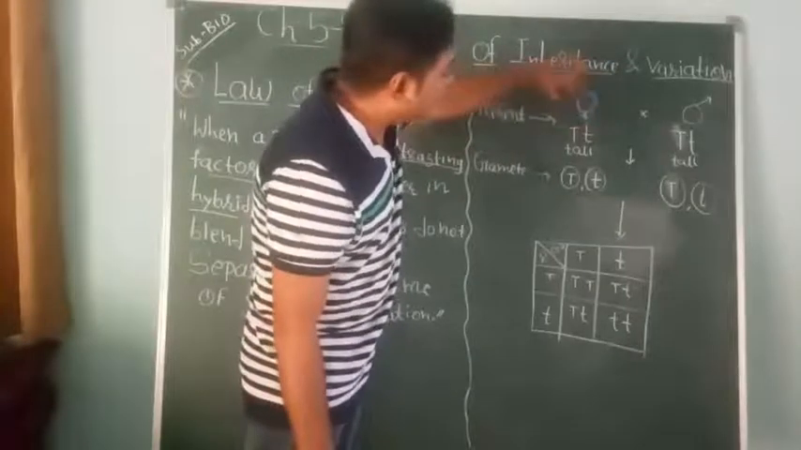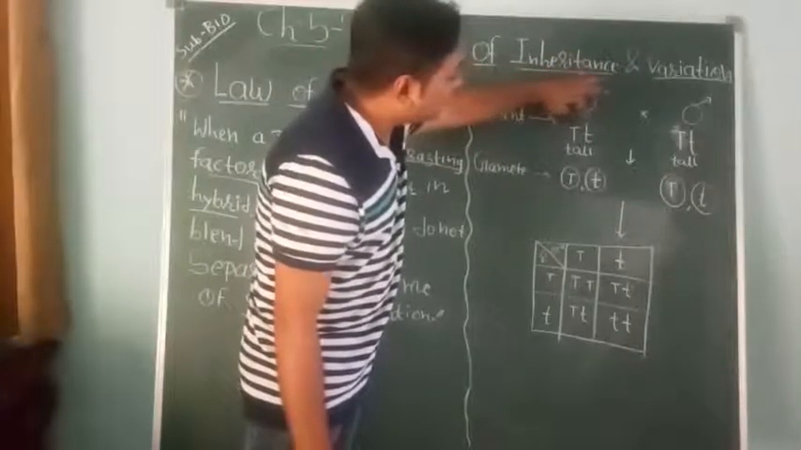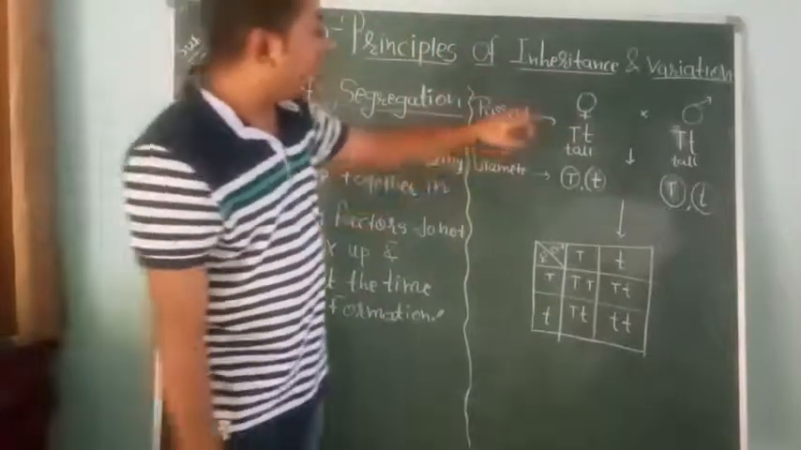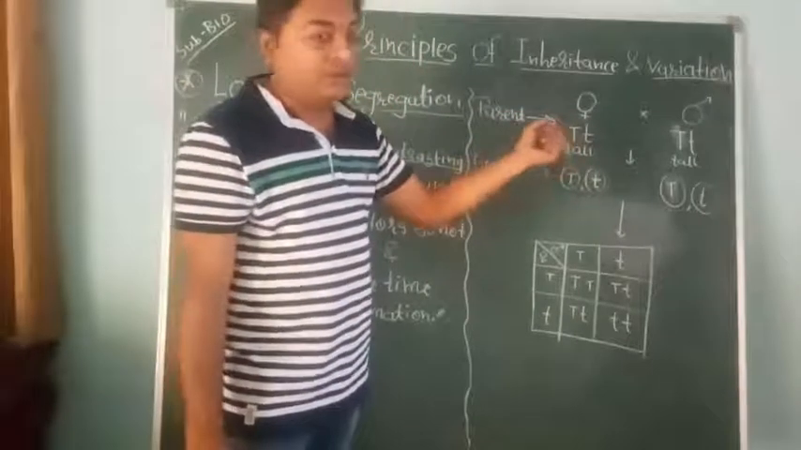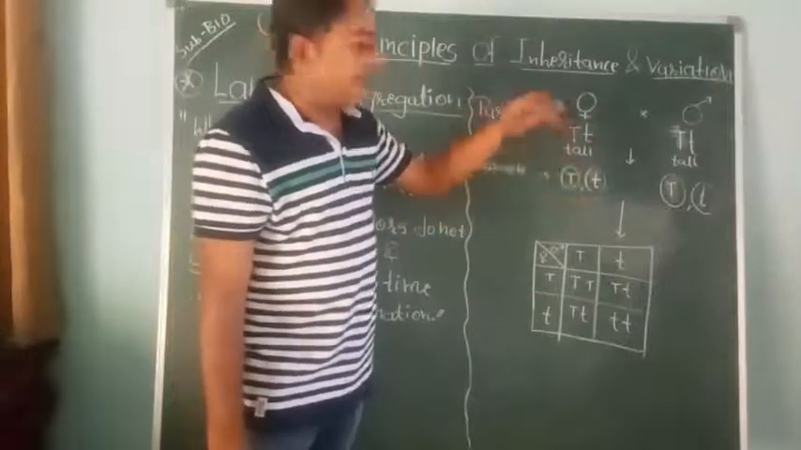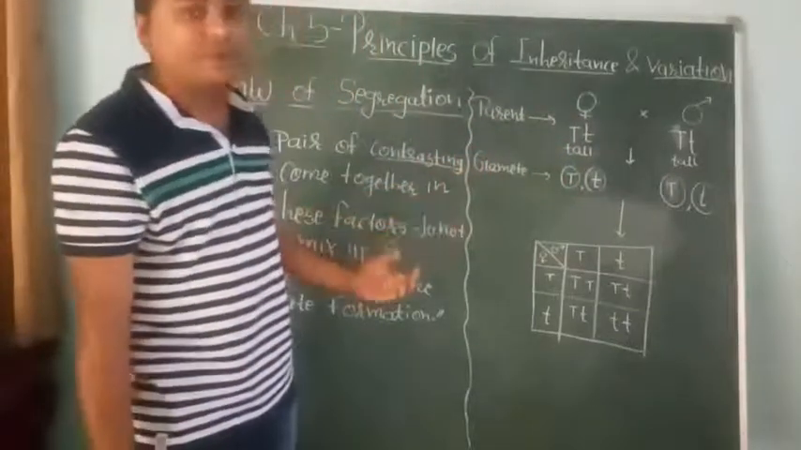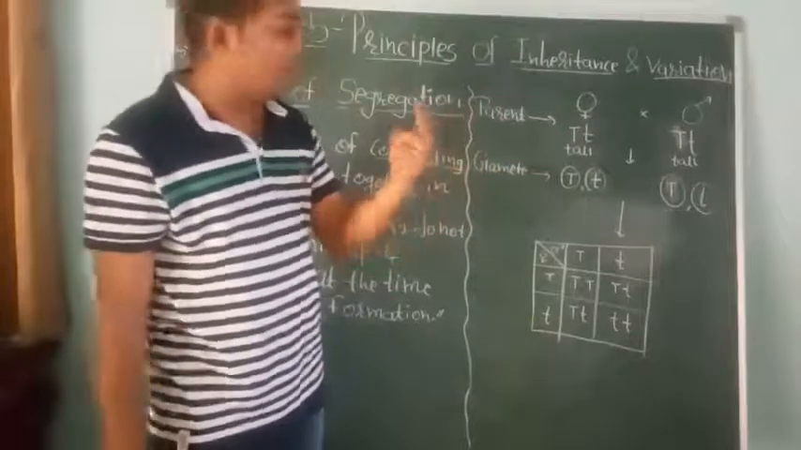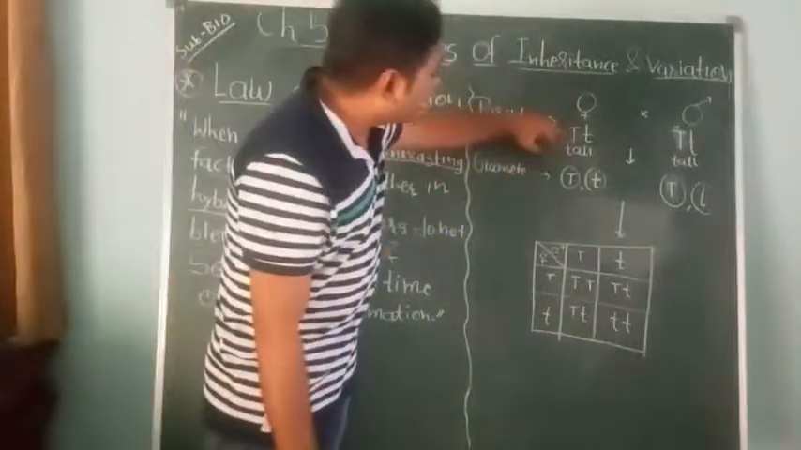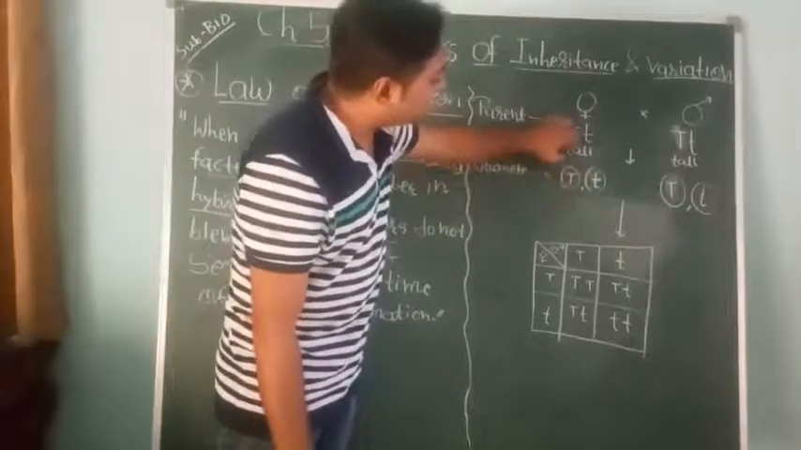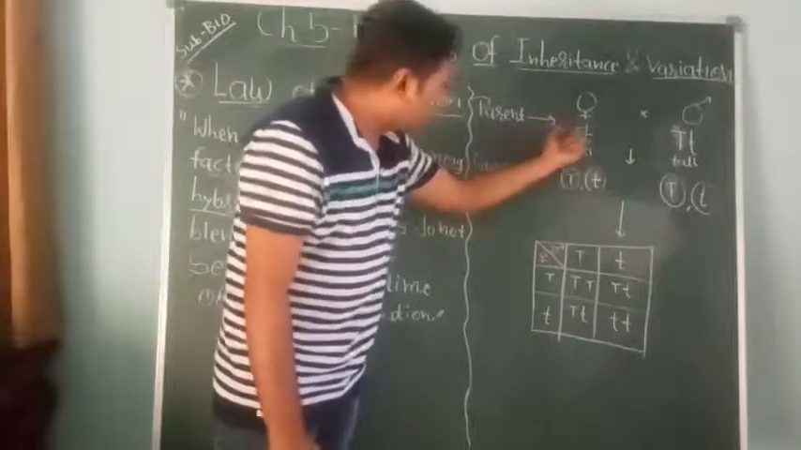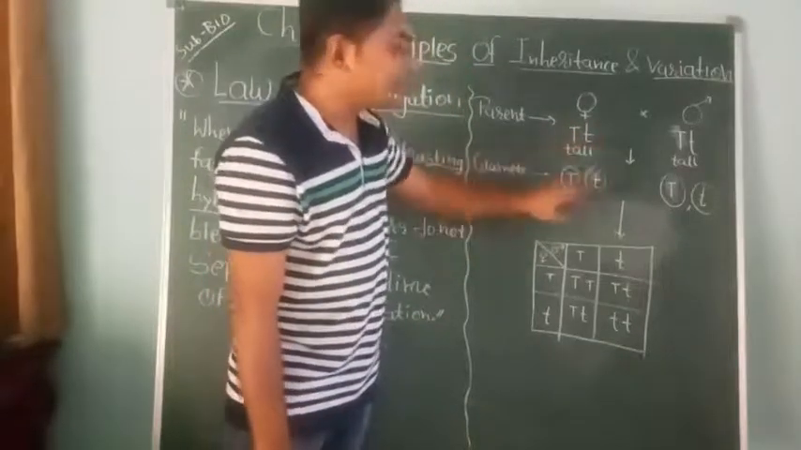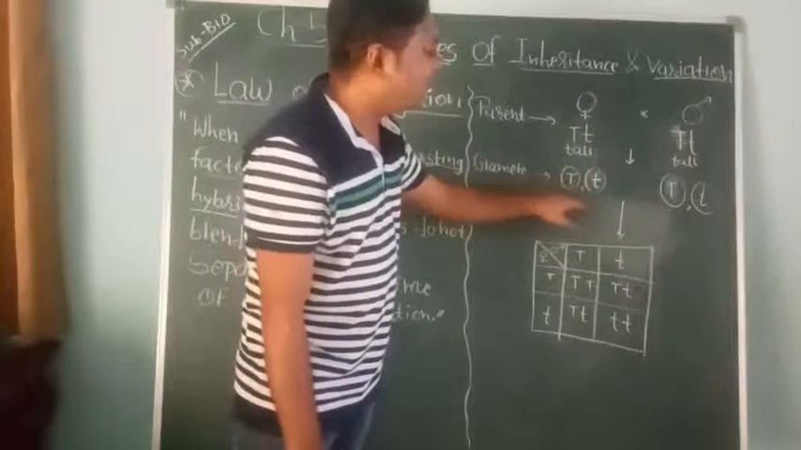In a hybrid plant, both different alleles, or different contrasting factors, come together in this organism, but these two alleles do not mix up with each other. They simply remain together, and they separate at the time of gamete formation. When this organism produces gametes, it produces two different gametes: 50% gametes having capital T and 50% having small t. It means both the alleles separate and pass into different gametes. They do not mix up, they separate out and form different gametes.